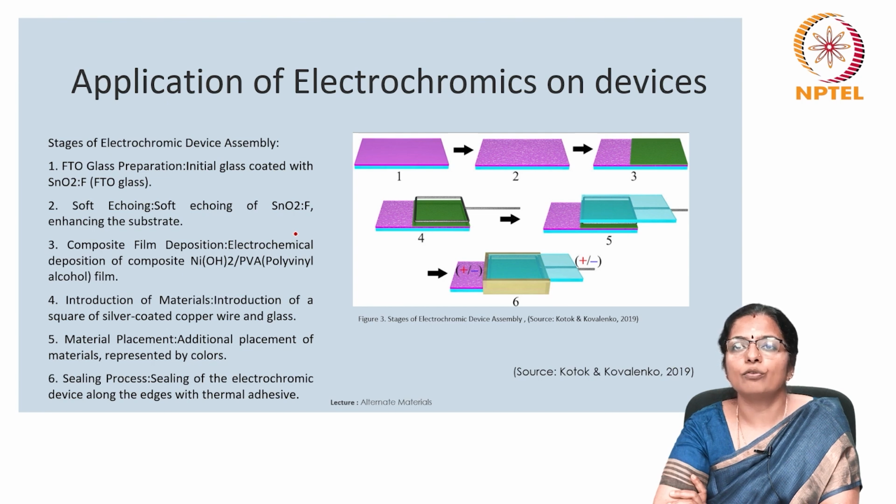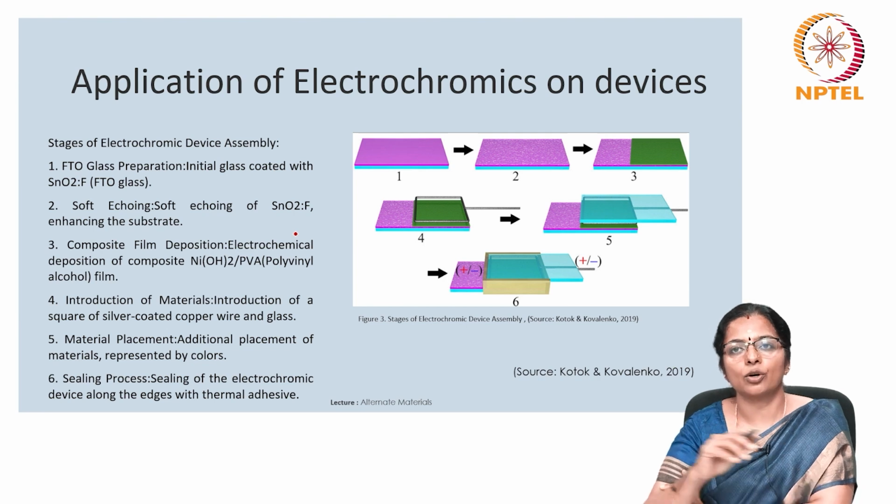Electrochemical deposition of nickel hydroxide coated with polyvinyl alcohol film, introducing a silver coated copper wire and placing additional materials for color representation. The final stage includes sealing the device edges with thermal adhesives. This stepwise process ensures the efficient functioning of electrochromic devices, allowing for dynamic changes in optical properties and enabling applications in energy efficient building systems and electronic displays.